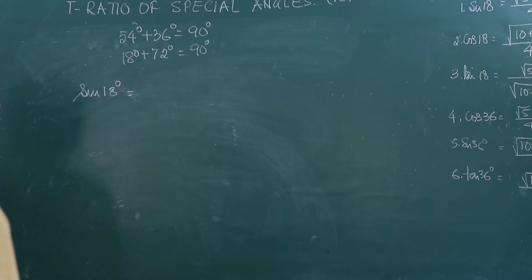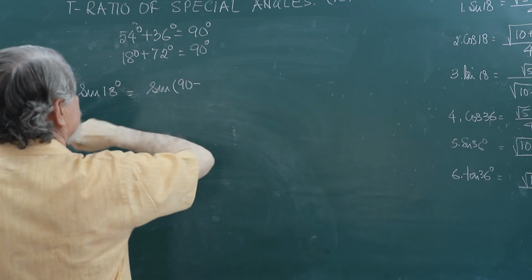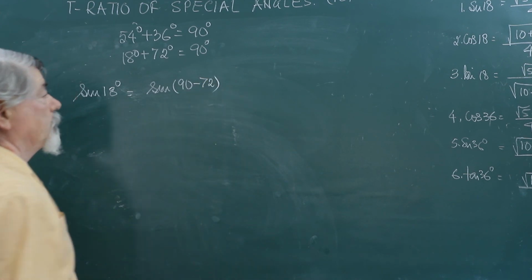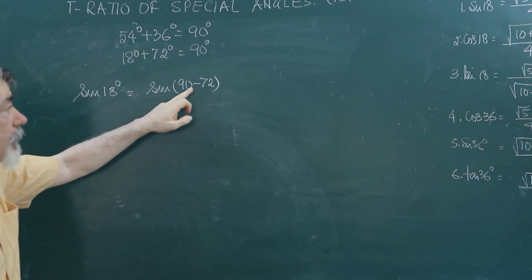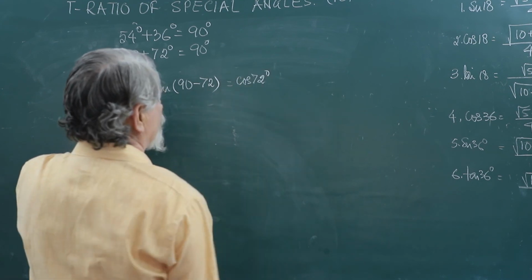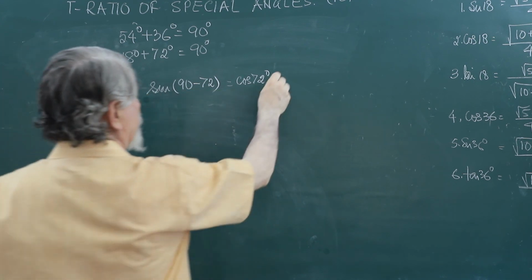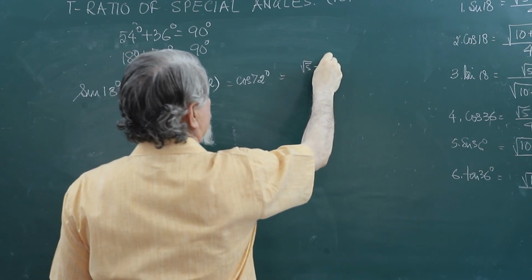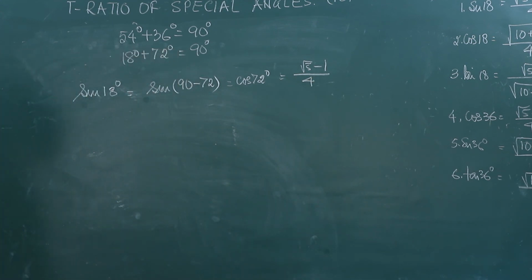Sine 18 will be what? That means cos 72. Sine 18 will be cos 72. Why? Because I will write sine 18 as sine of 90 minus 72, and sine of 90 minus 72 will be cos 72. The value of sine 18 is root 5 minus 1 upon 4. So cos 72 is root 5 minus 1 upon 4.